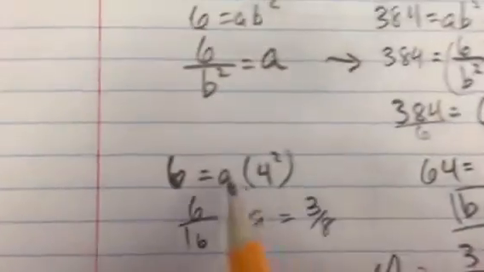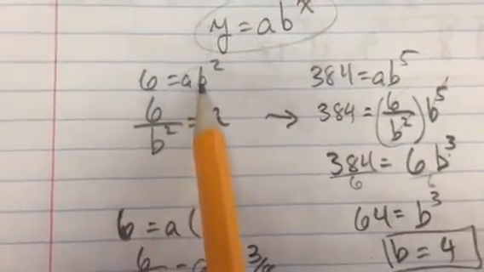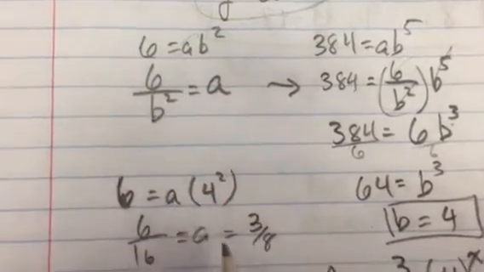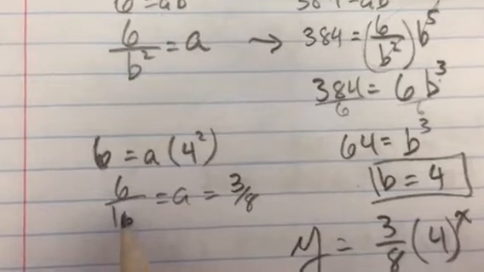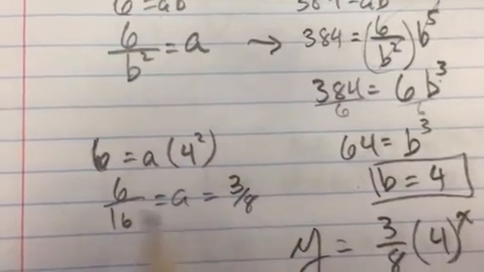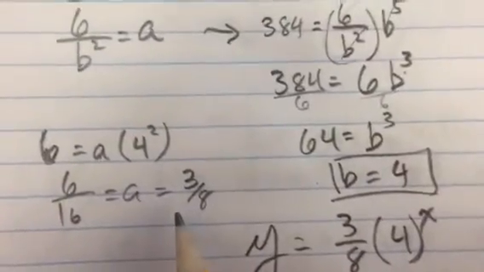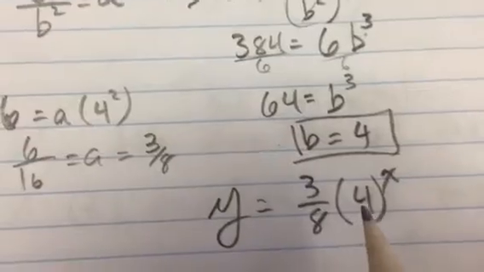That's excellent. Now I'm going to take that b and put it back into this original equation right here. B equals 4. So 6 equals a times 4 squared. That's 16. I divide both sides by 16. I get a equals 3 over 8. 6 over 16 is 3 over 8. And so there's my final equation: 3/8 times 4 to the x power. Okay. So there's that one. All right, let's keep on going.